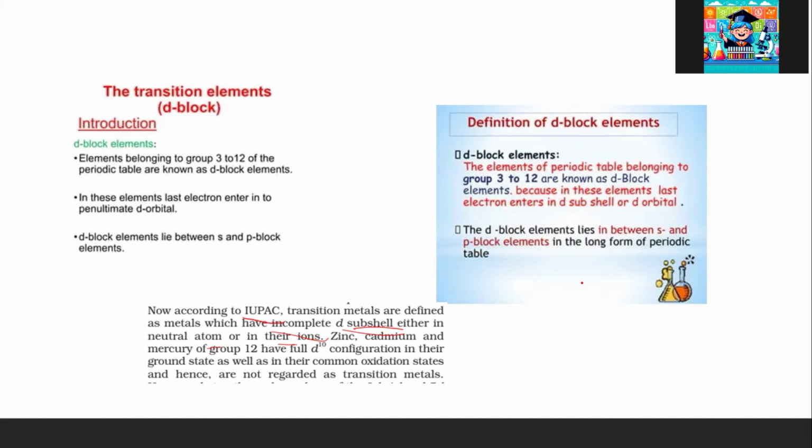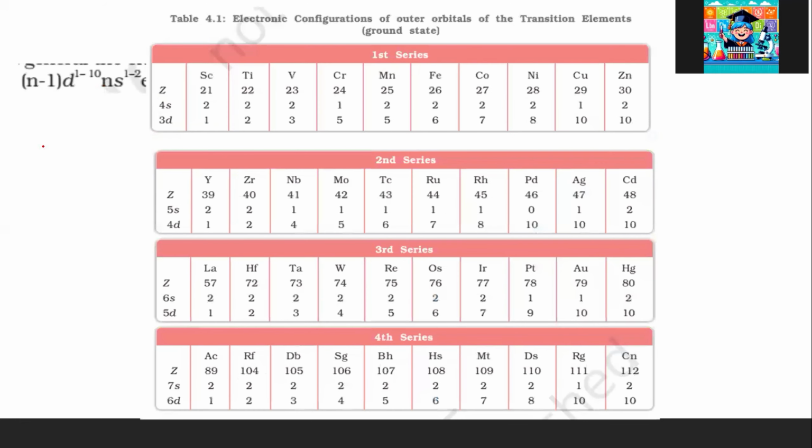And therefore, these d10 configuration elements like zinc, cadmium, and mercury are not considered transition metal elements, and they are not regarded as transition metals by convention of IUPAC. Now we will see the electron configuration of these transition metals.